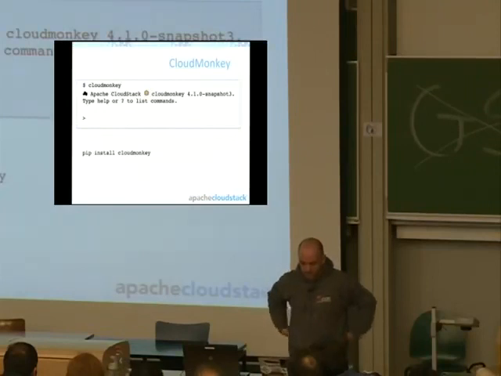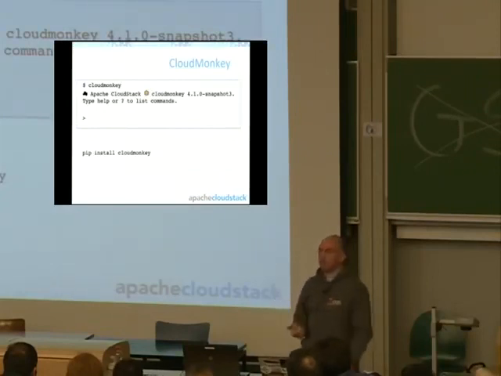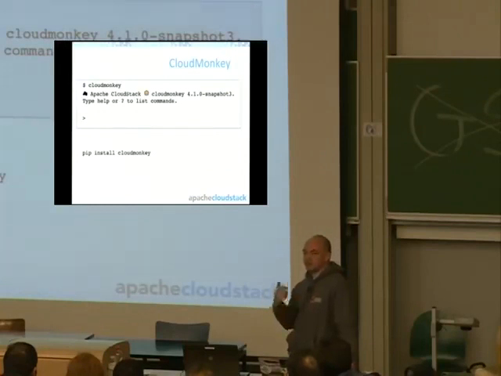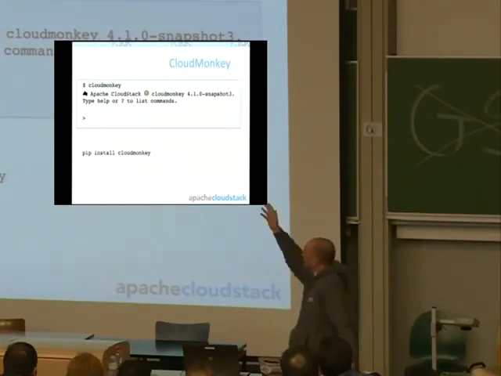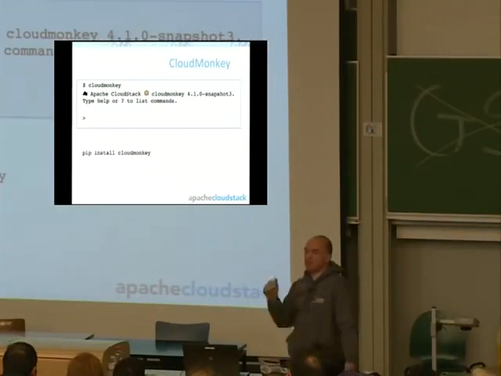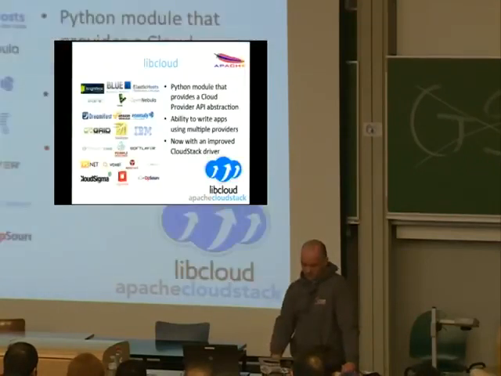CloudMonkey is specific to CloudStack. That's really our CLI. So EC2 has an EC2 CLI, of course, that you install on your machine, and that's how you manage EC2. So CloudMonkey, that's for CloudStack. You run CloudMonkey, and then you have access to all the APIs of CloudStack, and that's how you do very low-level operations in your cloud. And I'll show you some demos. It's as easy as pip install cloudmonkey if you want to get it.